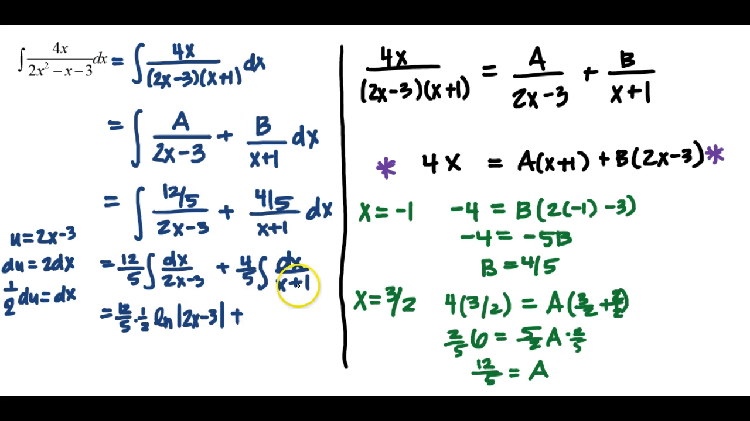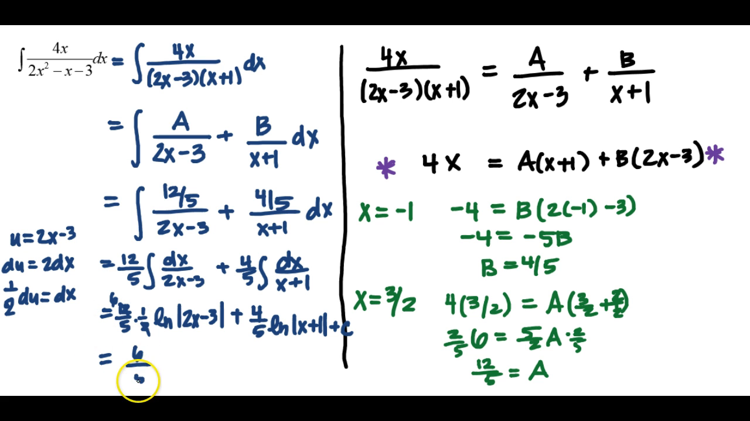And then plus, well, this is just x plus 1. There's only a 1 in front of the x. So this is just 4/5 natural log of absolute value of x plus 1 plus c. So now here I can reduce, I can cancel the 2 up here, so I'd get 6 over 5.